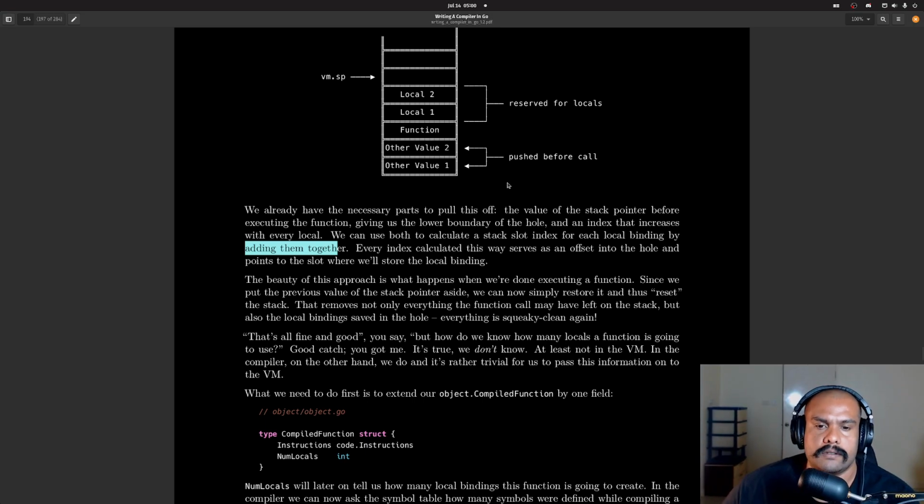So what we really need is where it starts and ends. And then we just offset with the actual index. The beauty of this approach is that when we're done executing a function, since we put the previous value of the stack pointer aside, we can now simply restore it and thus reset the stack.